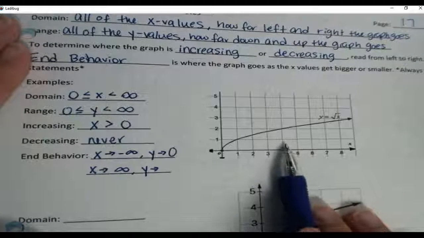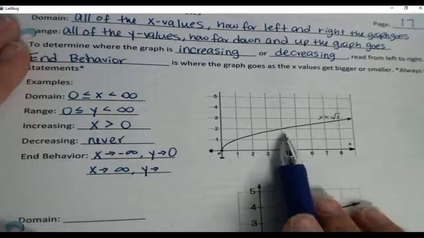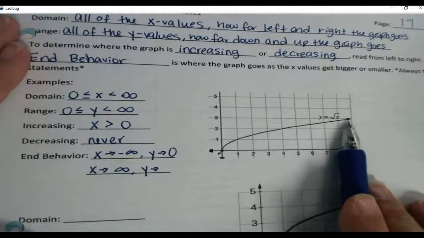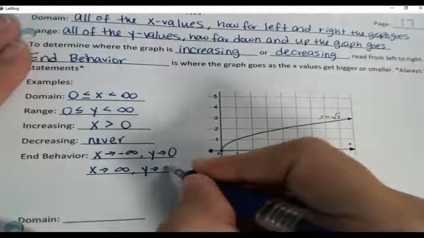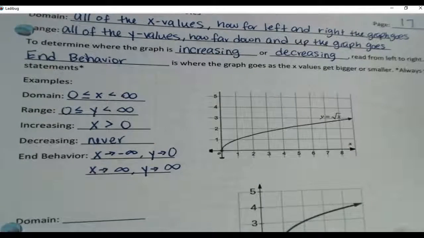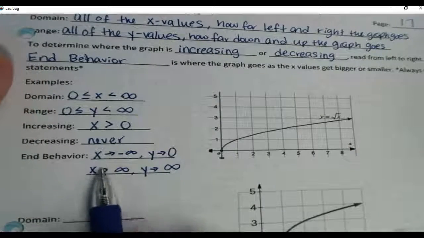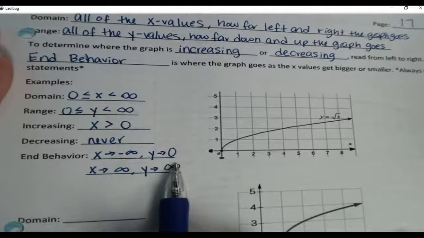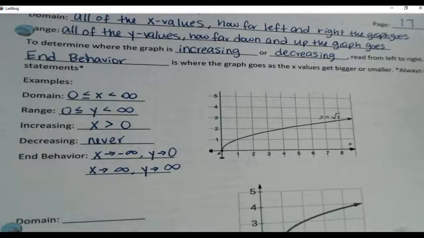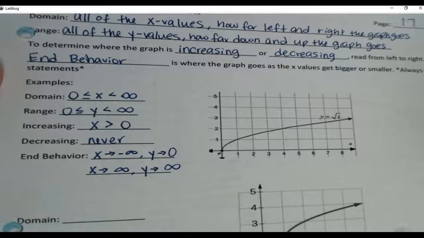So then, again, we'll start in the middle. As my x's are getting bigger, what is my y approaching? Infinity. Good. And that's it. So the first part is always the same. All you have to decide are those last two things. Questions?